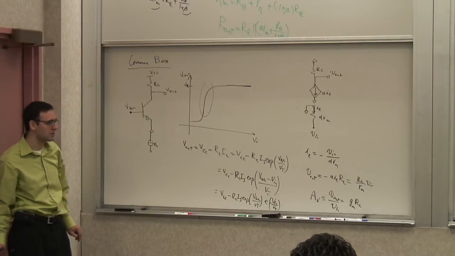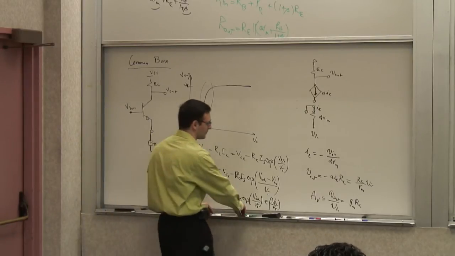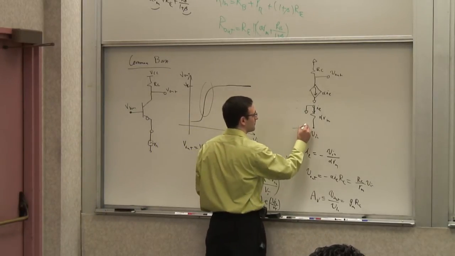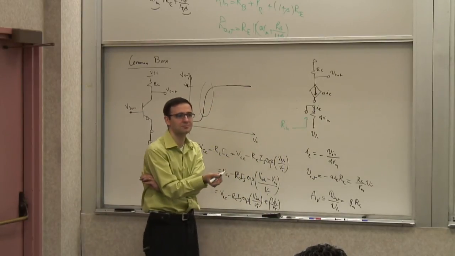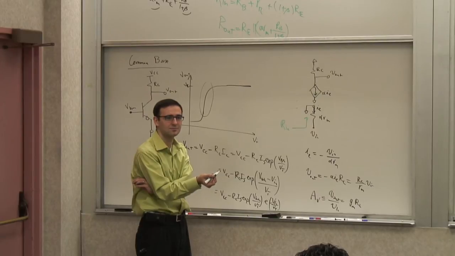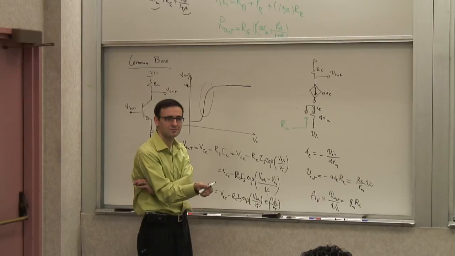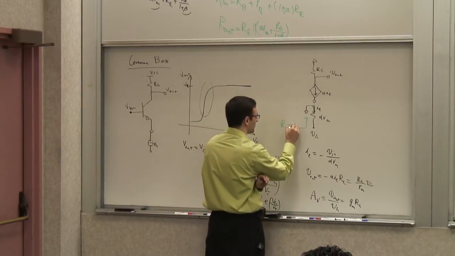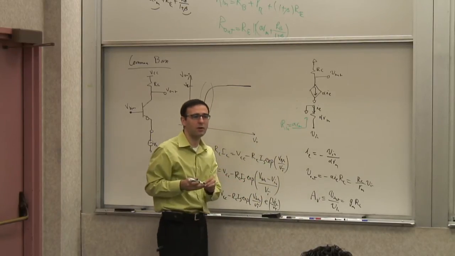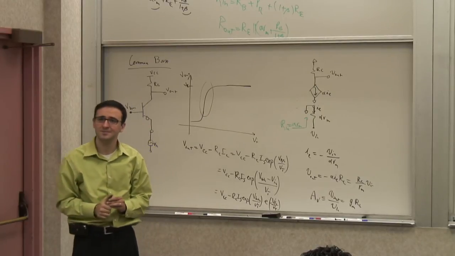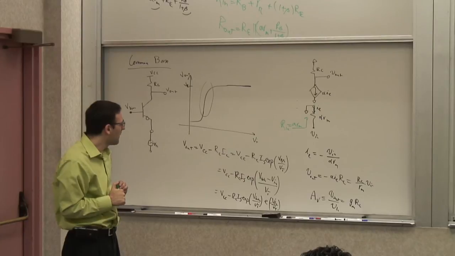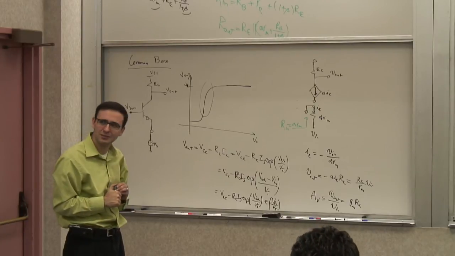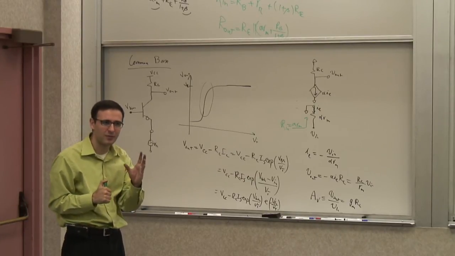How about its input impedance? Looking in, what do I see? What is the input impedance? Alpha rπ. It's alpha rπ. Is it large or small? It's very small, right? If it's rπ, it's β over gm. So what kind of a stage is it? I mean, well, at least from an input perspective.